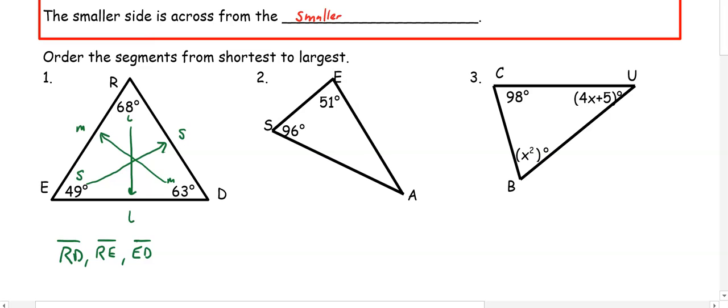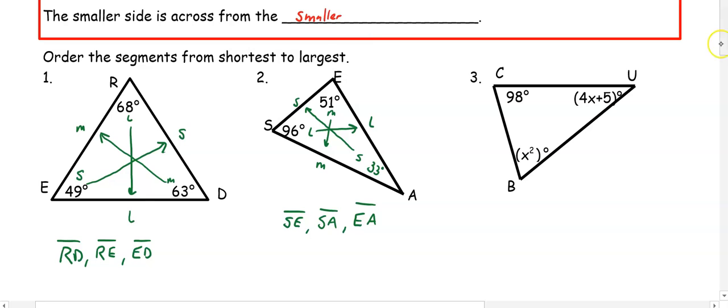In number two, you are given two angles of the triangle. So in order to put them in order, we need to know the third angle first. To find that angle, we're going to subtract from 180. So 180 minus 96 minus 51 gets us 33 degrees. So 33 is the smallest angle, so the shortest side is going to be SE. The middle angle is angle E, so that side is going to be SA. And then the largest angle is across from the longest side, which is going to be EA.